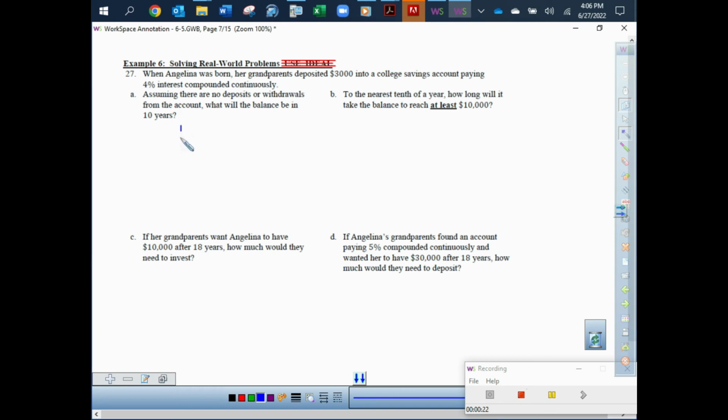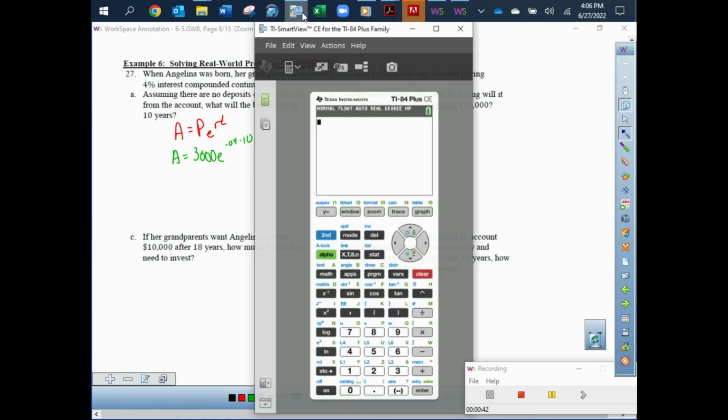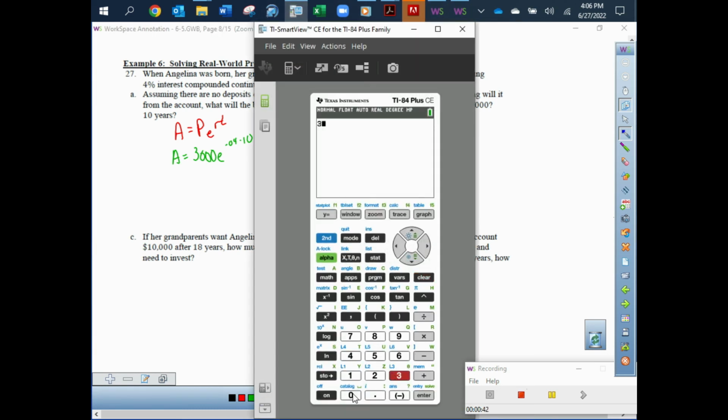So, of course, we can start with the formula for Pert, and here's what we know. We know the starting amount is $3,000, so that's the principal. We know the rate is 0.04, and we know the time, so we just substitute those three things in right there. And what we're looking for is A, which is all by itself on one side of the equal sign. So we just straight up punch that in. This is just way too easy. We've done some problems like this before.